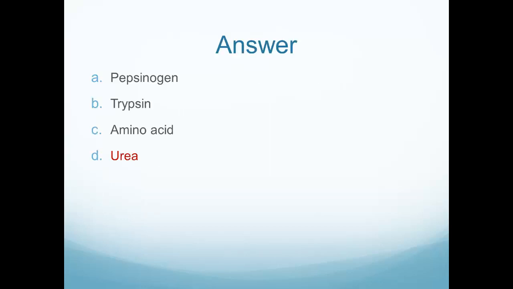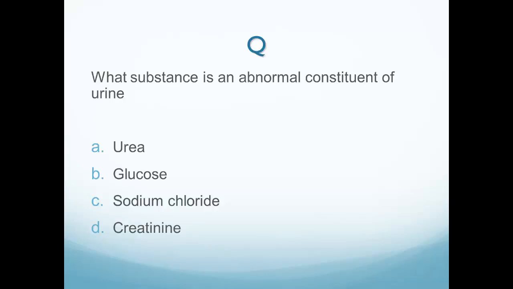Well, if you guessed D, urea, you are correct. A waste product of protein metabolism is urea. And normally urea is going to be excreted by the kidneys, but urea can start to build up in the bloodstream if we have renal disease, and that would be evidenced by having a high blood urea nitrogen, BUN, level. This is one of the lab values you'll be looking for in your patients when you go to clinical.